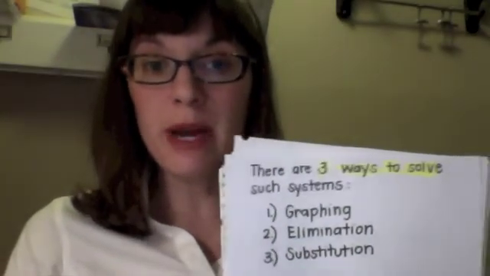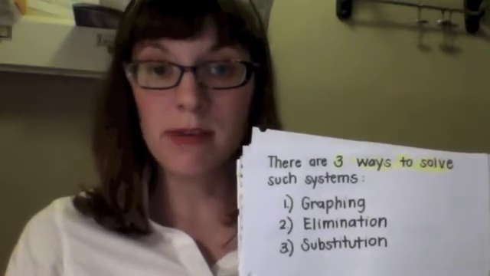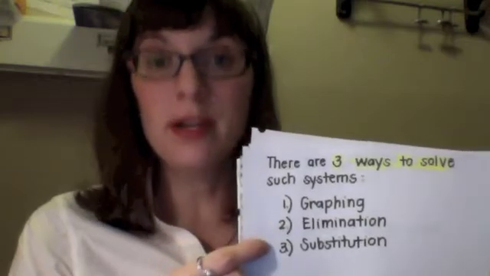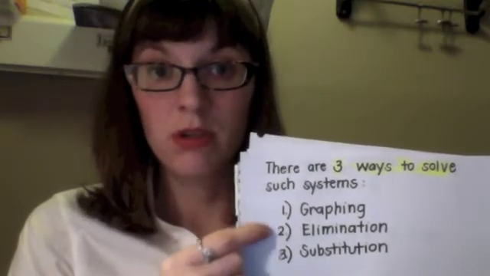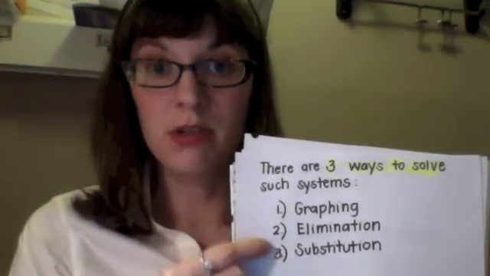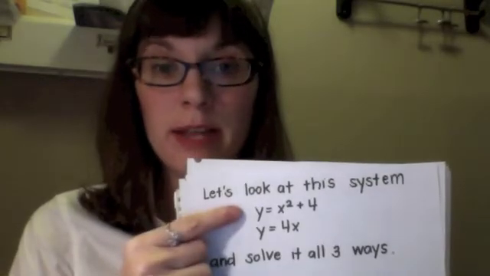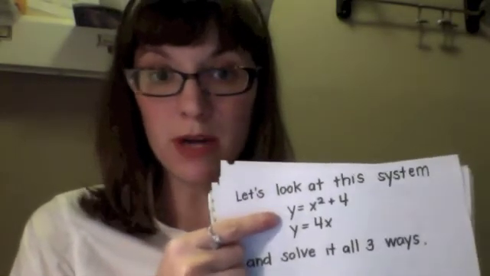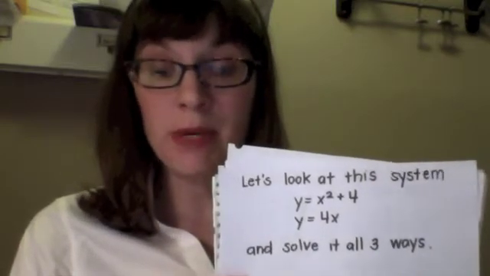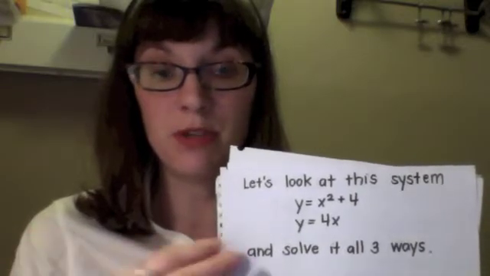There are 3 ways to solve such systems. In our solution toolbox, we have the following tools: graphing, elimination, and substitution. Today we'll take a look at this system made up of one quadratic and one linear equation and solve it in all 3 ways: graphing, elimination, and substitution.